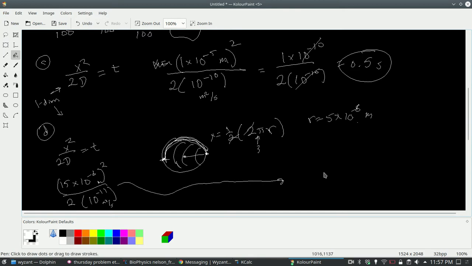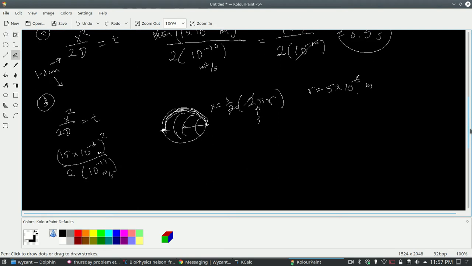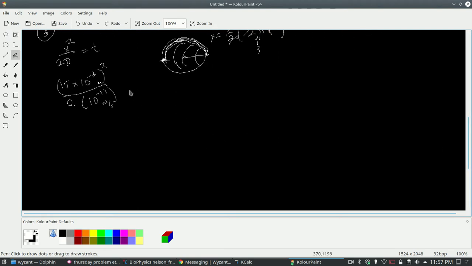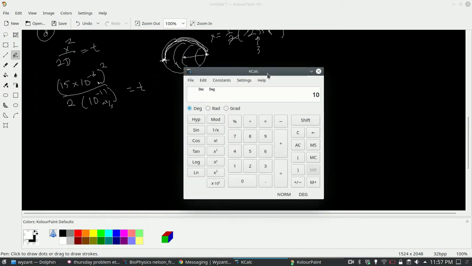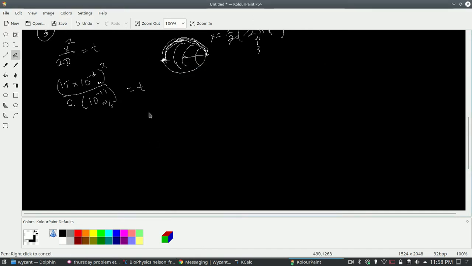All right, give myself some room over here. Well, actually, I can just roll the page down. Okay, so this is supposed to be equal to t. So I'm going to do this on the calculator so I don't mess it up. Okay, so 15 times 10 to the negative 6th squared divided by 2 divided by 10 to the minus 11 is equal to 11. So it takes about, well, to one significant figure, this is about 11 seconds, but to one significant figure, that's about 10 seconds.